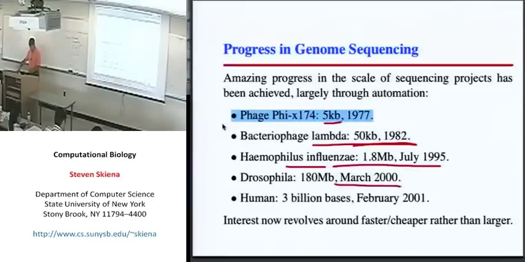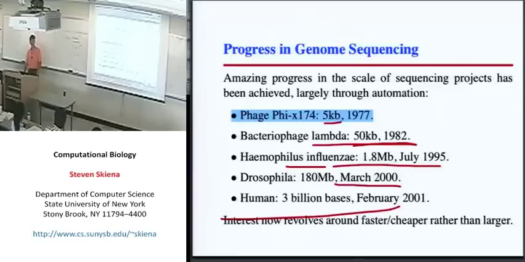Then, less than 5 years later, the fruit fly got sequenced, which was about 100 times bigger than the bacteria. And then only about a year or two later, human got sequenced, which was about 10 times bigger than the fruit fly. Today, there's still a lot of work in sequencing and assembly. It's still not a dead problem. There's more sequencing than ever. The issue these days is more about faster and cheaper than larger. We've basically got the ability to sequence genomes as large as there are, and the real question is how cheaply you can do it. The first human genome cost about $100 million to sequence.